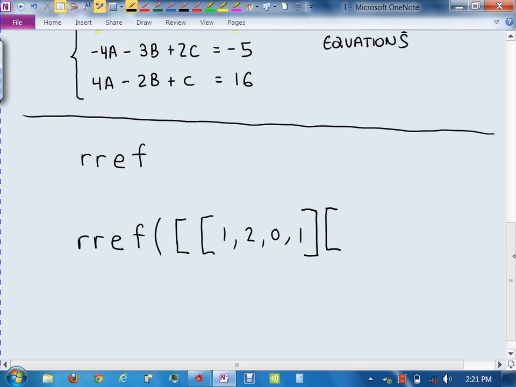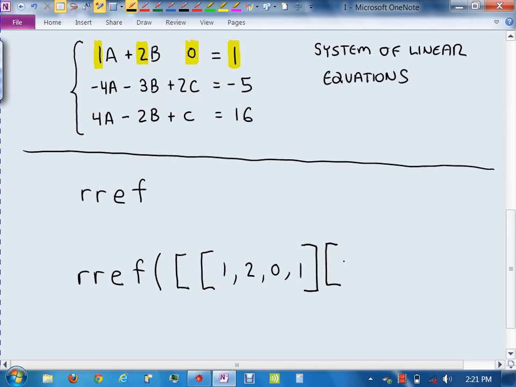And then what are the numerical coefficients of the next equation? -4, comma, -3. Make sure you use your negative key. Don't use your minus key. When you're putting -4 in, -3, there's a difference, right? What else? Comma, 2, comma, -5. Then what? Close it off. Start the next row. So open a bracket. I'm going to have to go to the next line here. What are the numerical coefficients of the last one? 4, -2, 1, and 16. Close it off. That closes your third row.